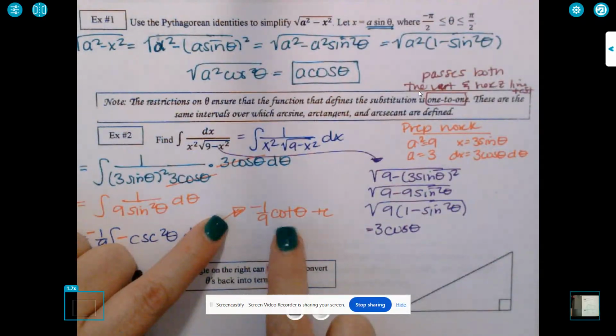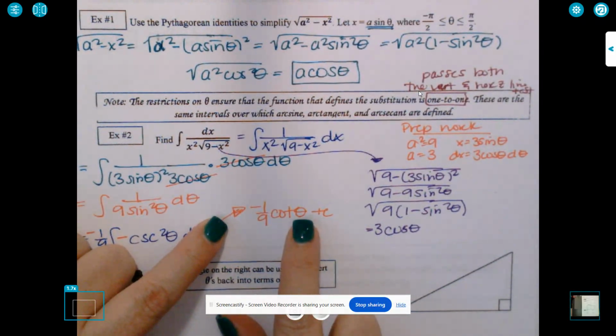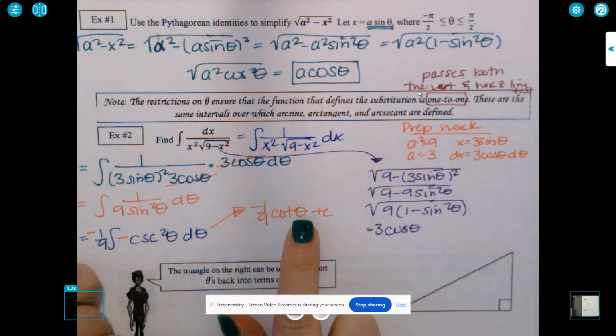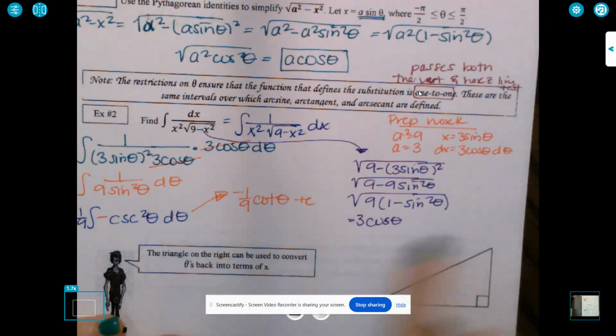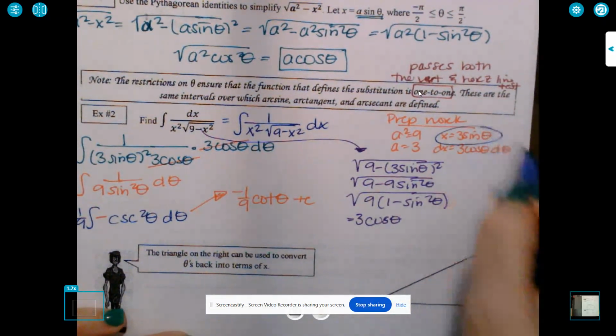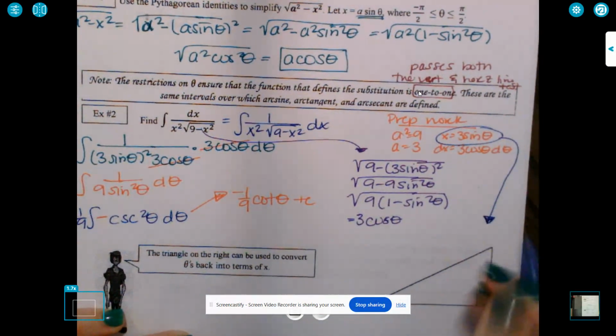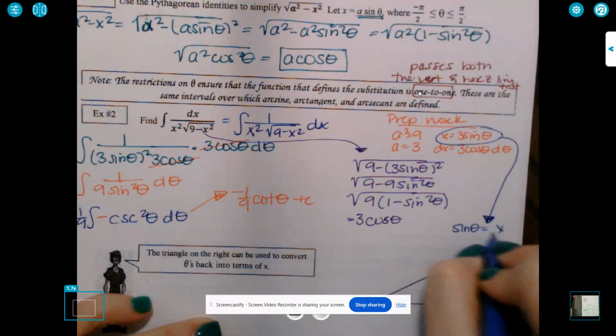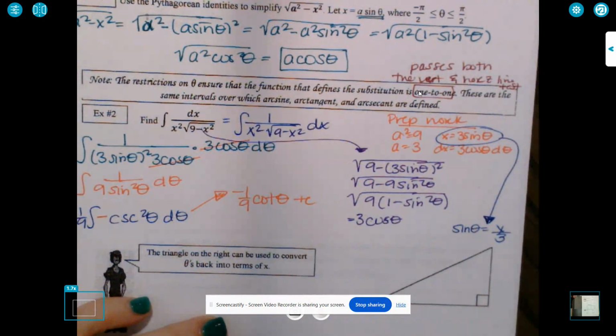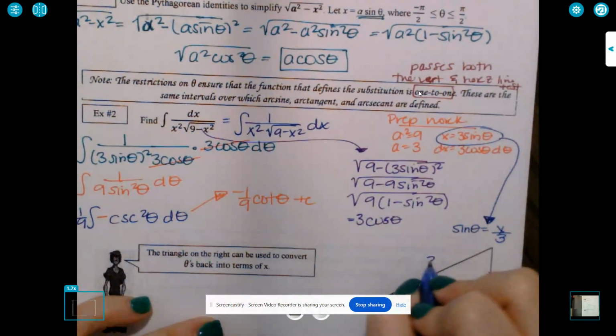However, the problem that you have here is that we are in terms of theta and everything up here is in terms of x. So we've got to figure out a way to make that go back. All right, so you've got a triangle down here. If we know that x equals 3 sine theta, then we know that sine theta equals x over 3. Remember, sine is opposite over hypotenuse. So if this is my theta, my opposite would be x, my hypotenuse would be 3.